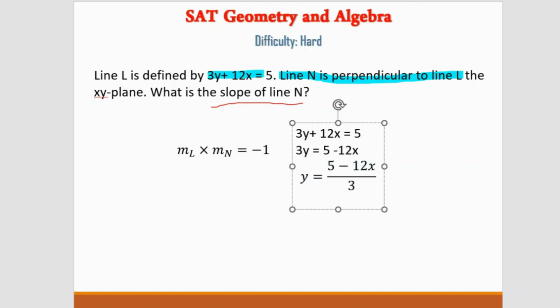So now it's going to be like y equals two values from here: 5 by 3 negative 12x by 3. That's it. So why did we do that?